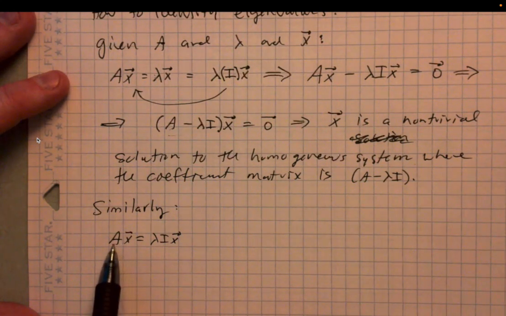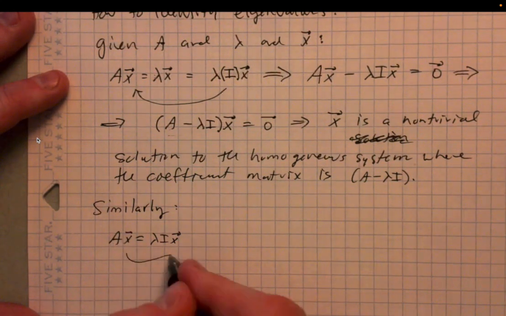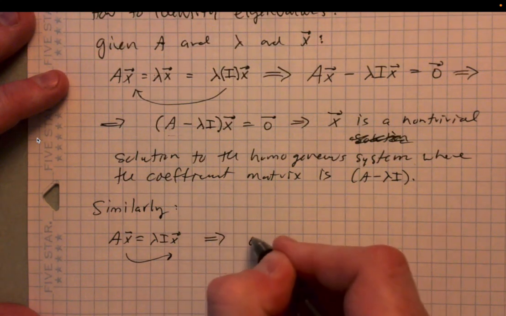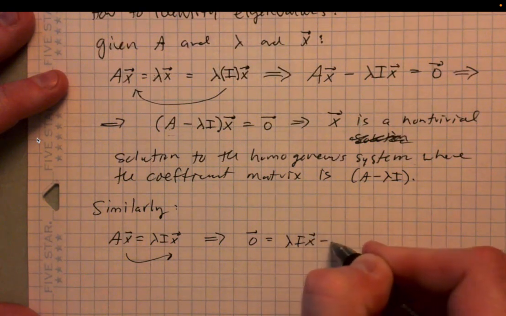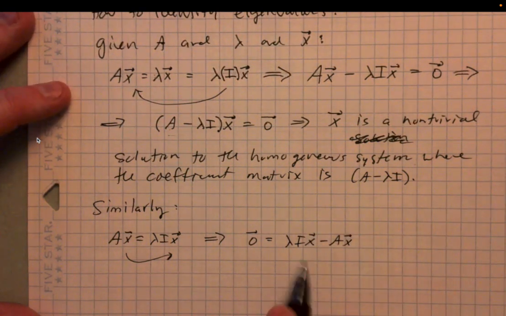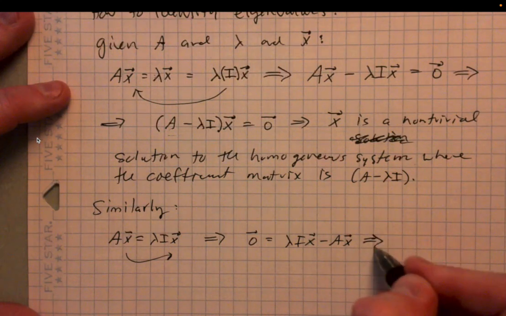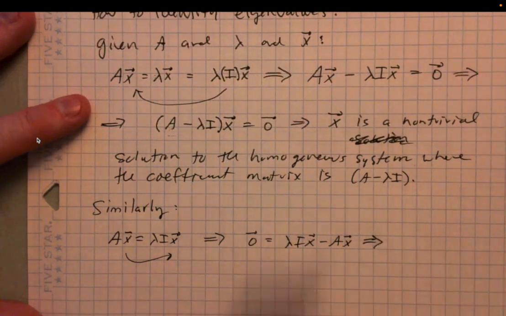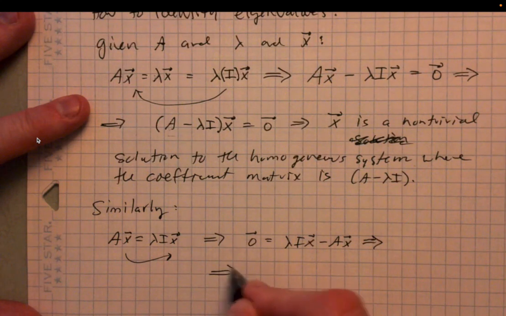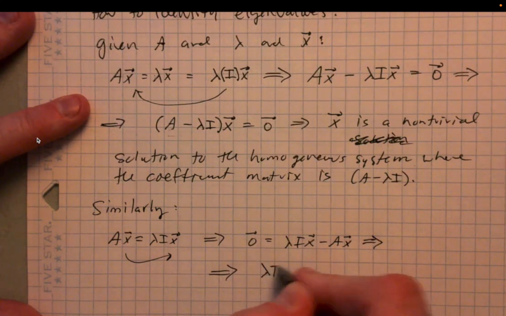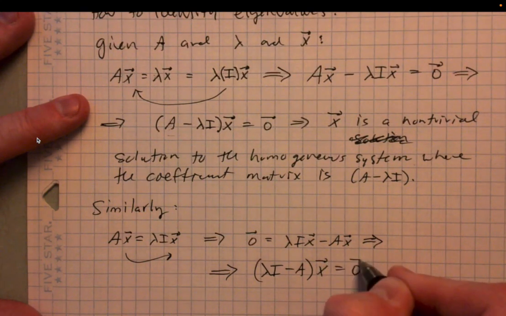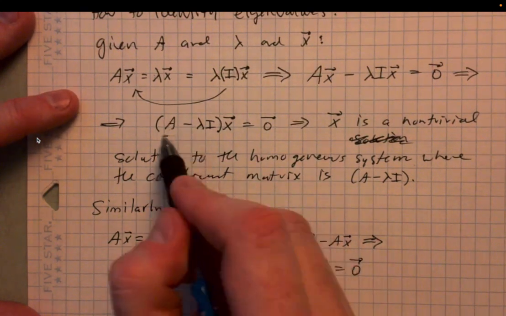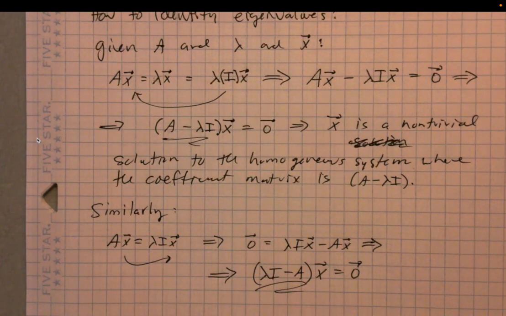Then I could subtract this from both sides, bring it over here, right? And so that would mean that the 0 vector is equal to lambda I times x minus Ax. Okay, and this is going to be the direction that we'll prefer. I'm just going to flip the order here, but this is basically saying that lambda I minus A times x is equal to 0. So you see that just the order is a little flipped here. Not a problem.